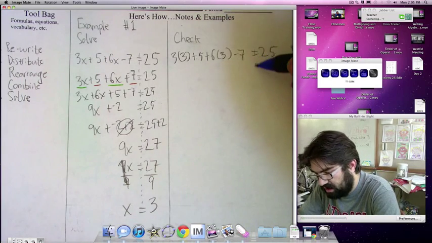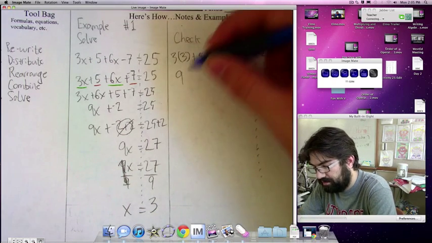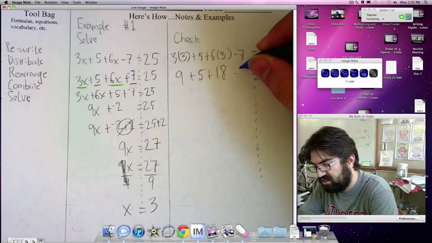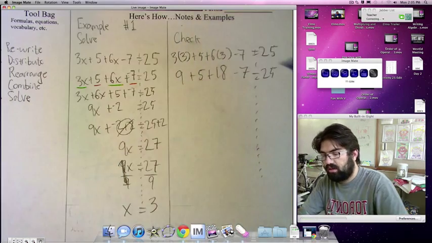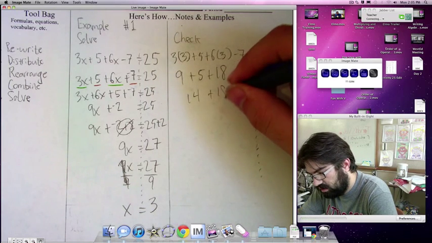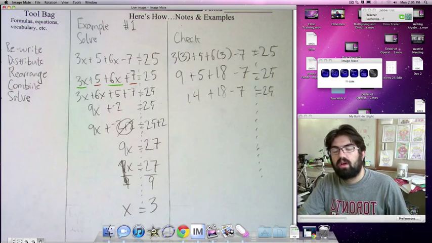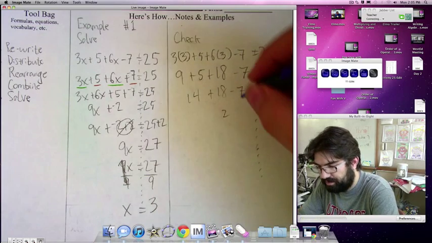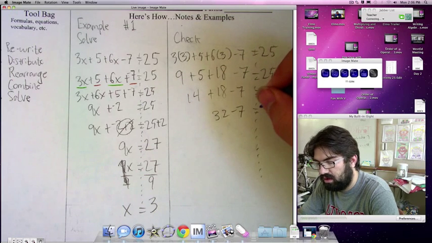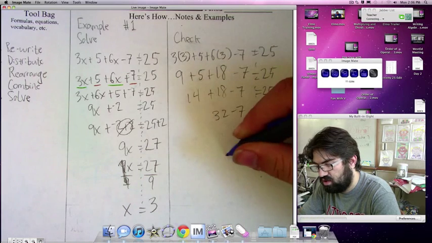Order of operations, I'm going to keep my equal sign nice and leveled. 3 times 3 is 9, plus 5. 6 times 3 is 18, minus 7. Okay. 9 plus 5 is 14, plus 18, minus 7. 14 plus 18 is 32, minus 7. Does that equal 25? Absolutely. 25 is equal to 25, and check.